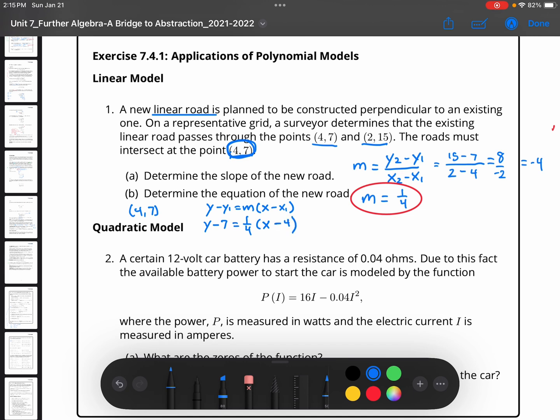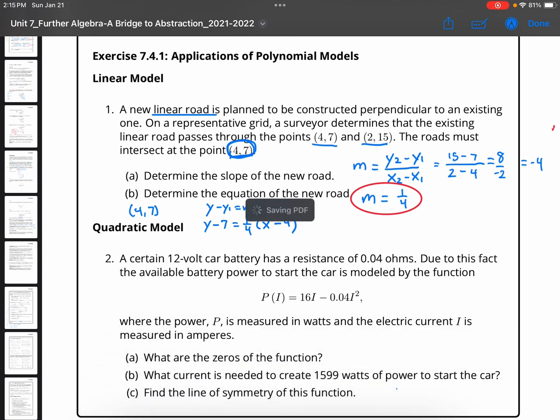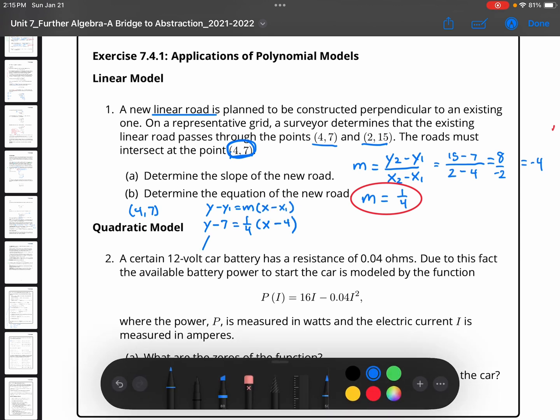Now, if I distribute that 1/4, I would end up with 1/4 x minus 1. Remember, I'm distributing the 1/4 to that one. And then if I add 7 to both sides, I would end up with 1/4 x plus 6. So that's the answer to part B.